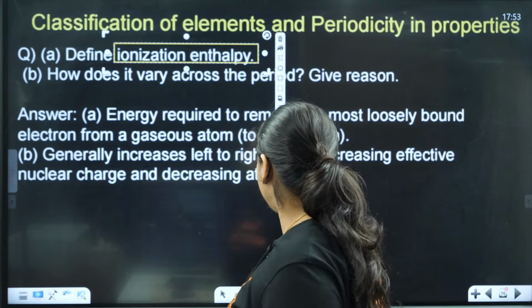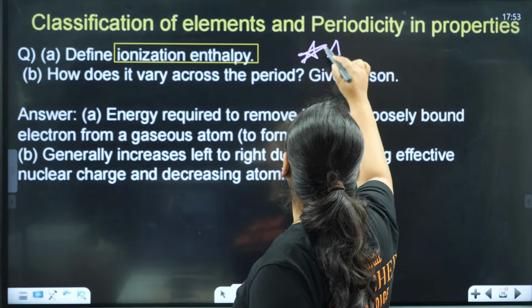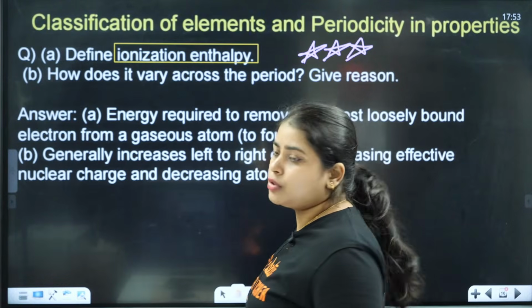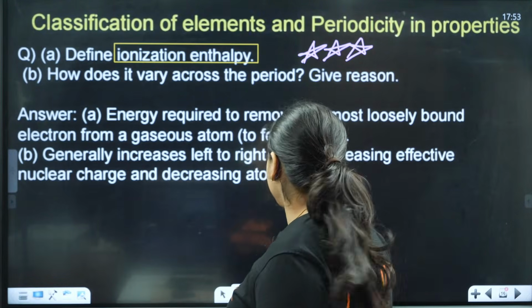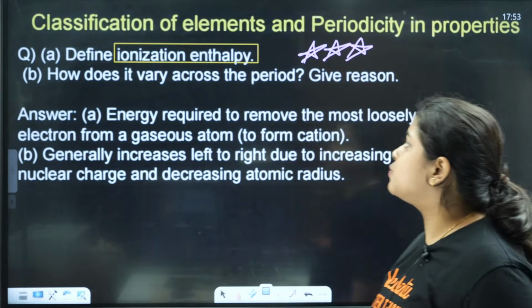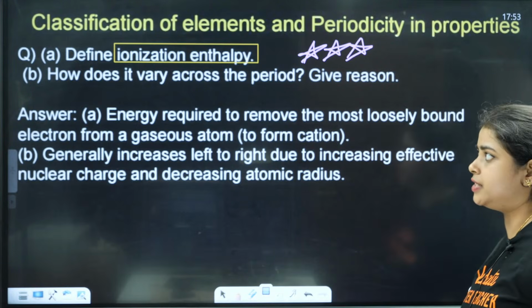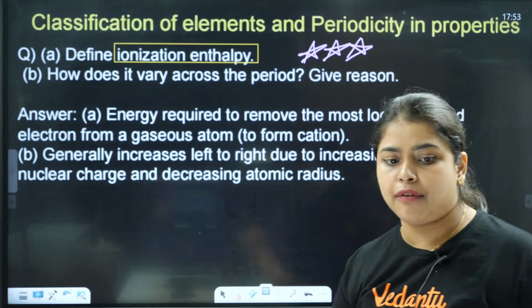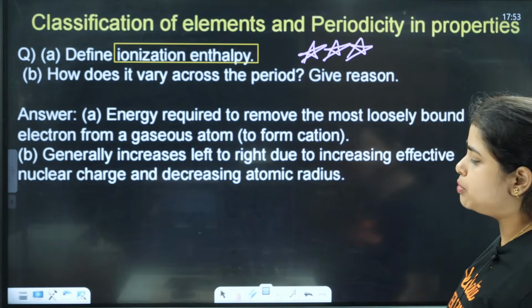This is also important. I am putting the star mark here because this is a very, very important question. Here you can check it out. How does it vary across the period, and give reason. You people need to tell how it will vary across the period, with an example.